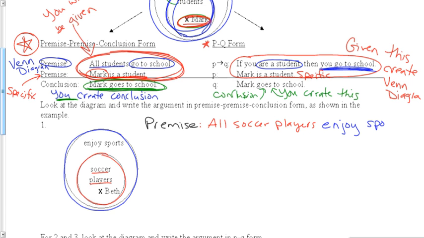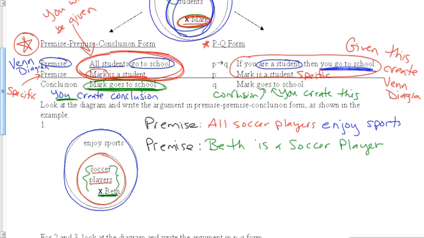So here we have our first premise. Now, our second premise is going to be the specific one. So specifically, is there someone or something that I'm talking about? And there is. Specifically, I'm talking about Beth. And what do I know about Beth? Beth is located inside of the soccer player circle, which means Beth is a soccer player. So this is the specific thing about Beth.